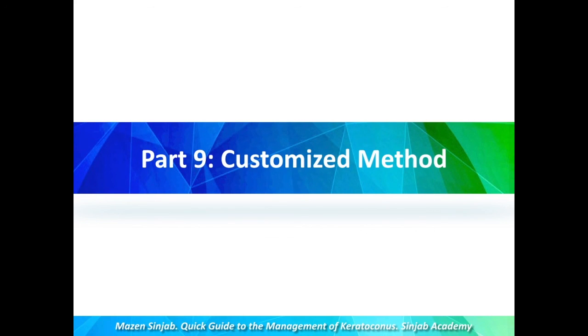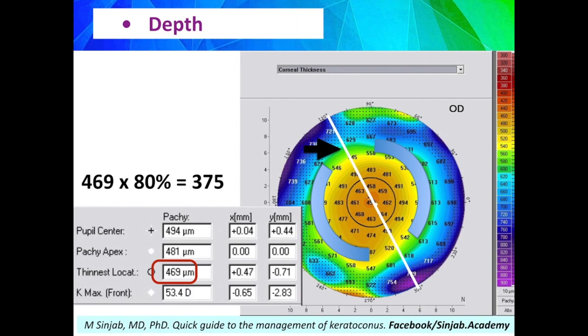Errata. In video part 9, when I mentioned the customized method of intracorneal ring implantation, I mentioned that the depth of implantation should be 80% of the thinnest location. In all cases, actually this is wrong, because if we follow this rule, then in many cases implantation will be superficial, and if the patient has minor itching, the intracorneal rings will protrude and we have to remove them.